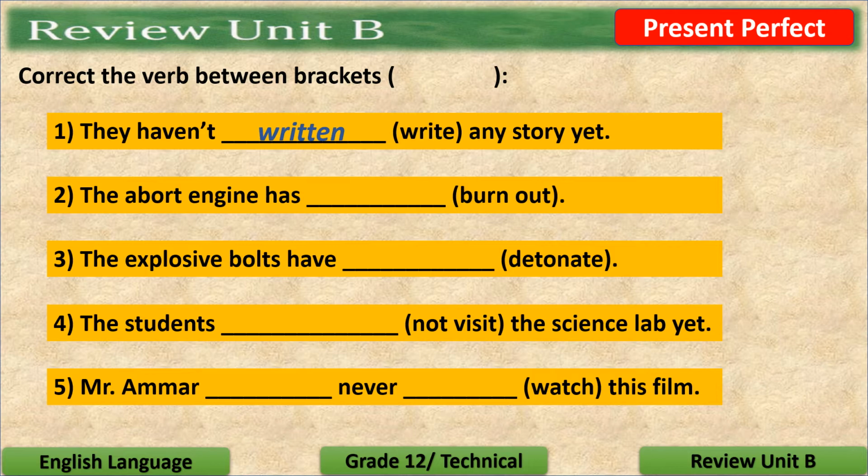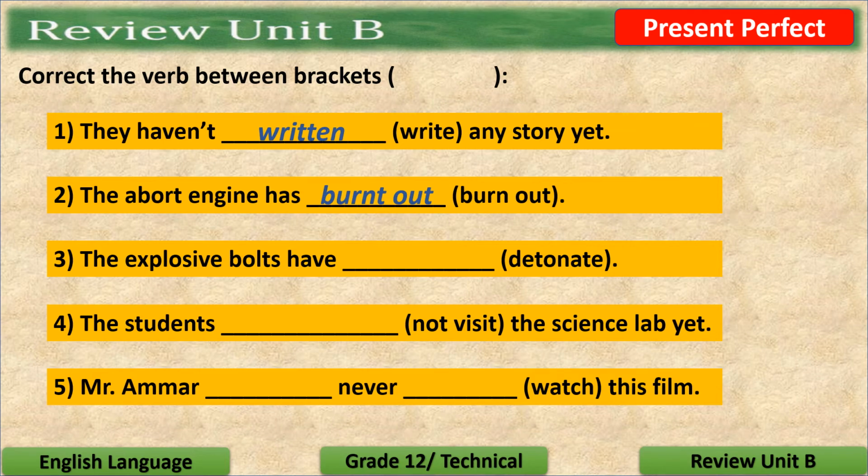Number two, the engine has, we have the word burn out. So here the time is not mentioned. We don't know when it burnt out. So we use verb 3 or the past participle after has. So it becomes burnt out.